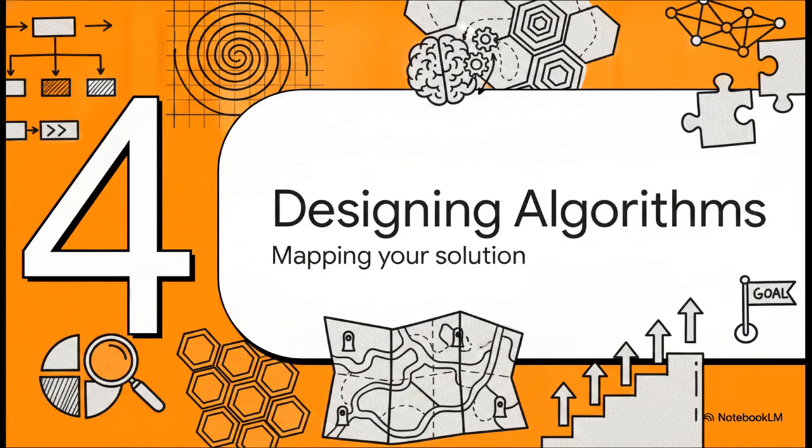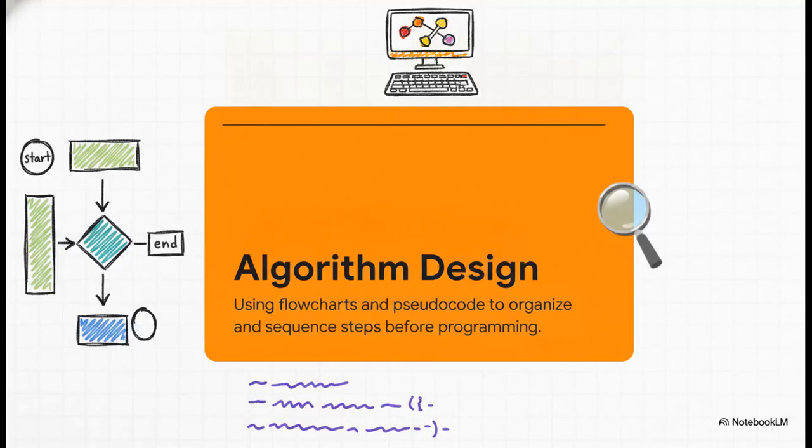All right, part 4, designing your algorithms. Time to map out the solution. So we've broken our problem down and we found some efficient patterns. Now we finally get to map out our complete solution. An algorithm is, quite simply, a precise sequence of instructions. But before we even think about touching a programming language like Python or JavaScript, we have to design that algorithm.